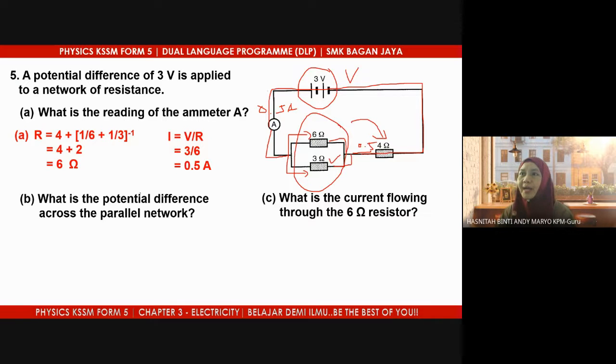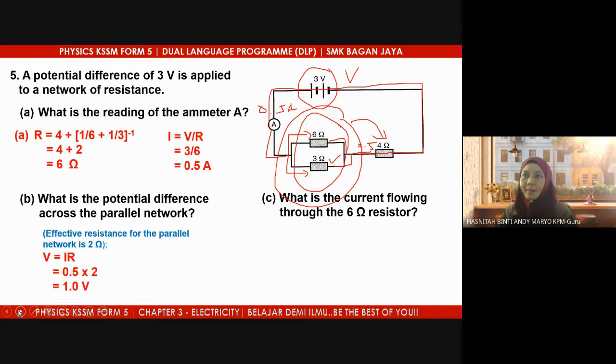Okay, so we want to find the potential difference across the parallel network. How to find it? First, the effective resistance for this parallel network is 2 ohm. How to find 2? 1 over 6 plus 1 over 3, then invert, and it will give you 2 ohm. Then how to find the potential difference here? Again, Ohm's law: the 0.5 current flowing through this junction multiplied by the resistance, 2 ohm, gives 1 volt. So in this junction, the potential difference is 1 volt.